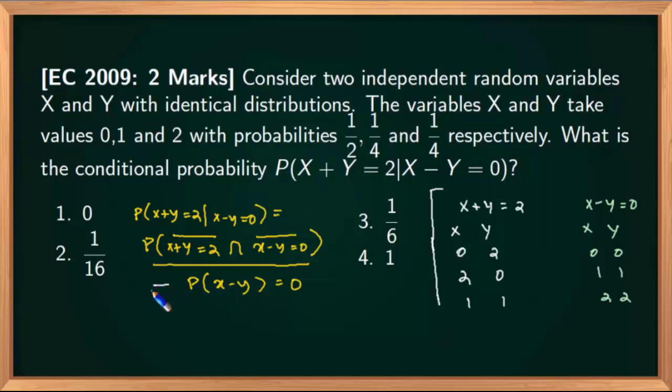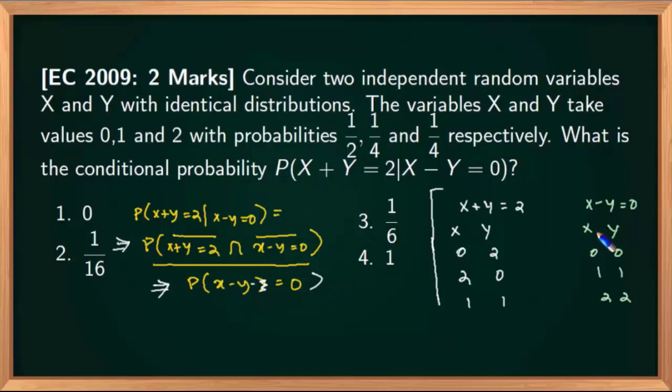Now, the first thing I need to find is this probability. Along with that, I have to find this probability. If I take the ratio, I'll get the conditional probability. So the first thing is I have to find the probability P of x minus y is equal to 0. This is what I need to find.